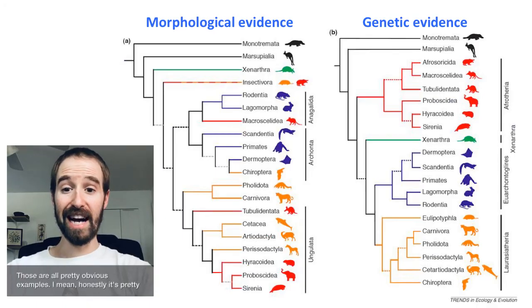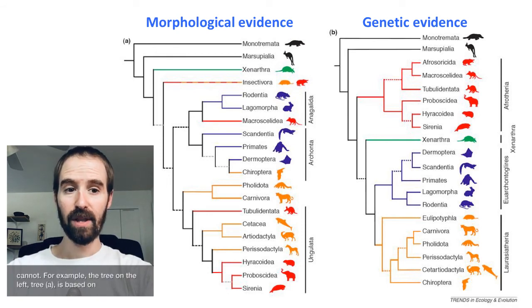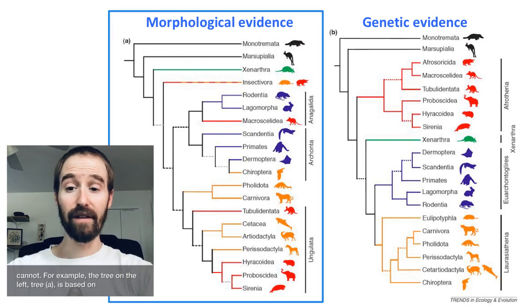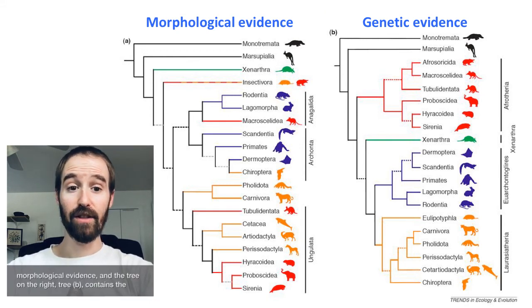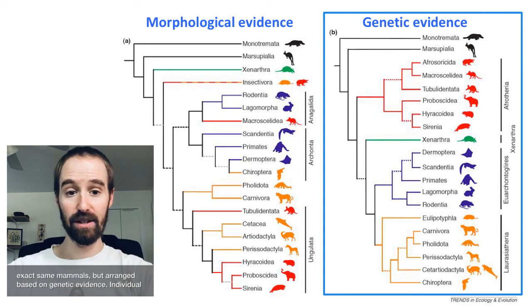Those are all pretty obvious examples. I mean, honestly, it's pretty tough to mistake a fish for a reptile or for a mammal. But when we start getting into the real nitty-gritty of evolutionary relationships, genetics can help us to clear up a lot of ambiguity that morphology alone cannot. For example, the tree on the left, tree A, is based on morphological evidence, and the tree on the right, tree B, contains the exact same mammals, but arranged based on genetic evidence.